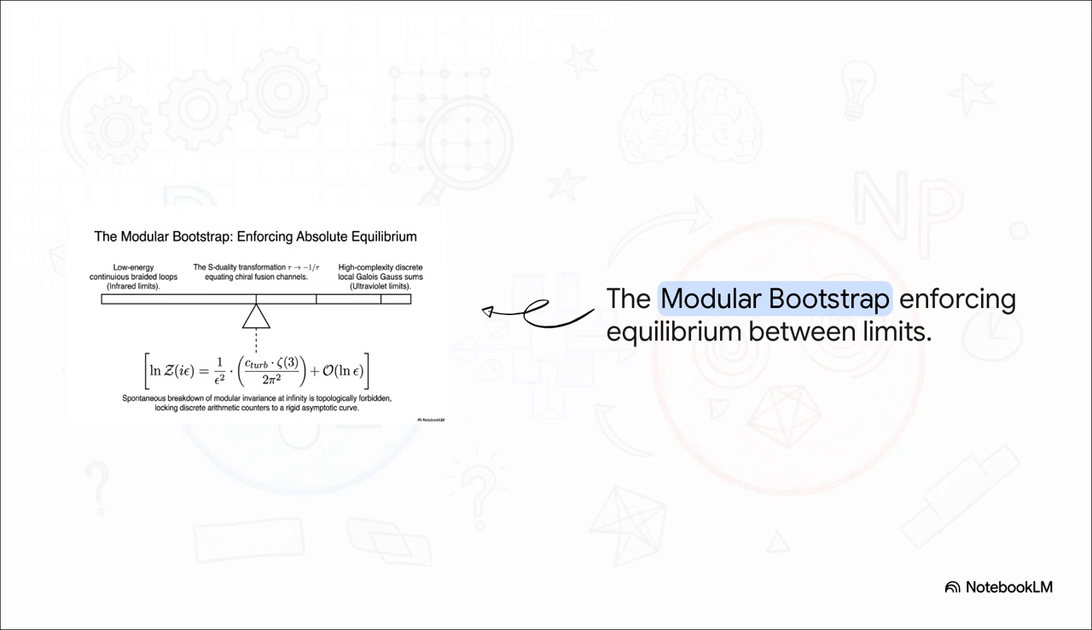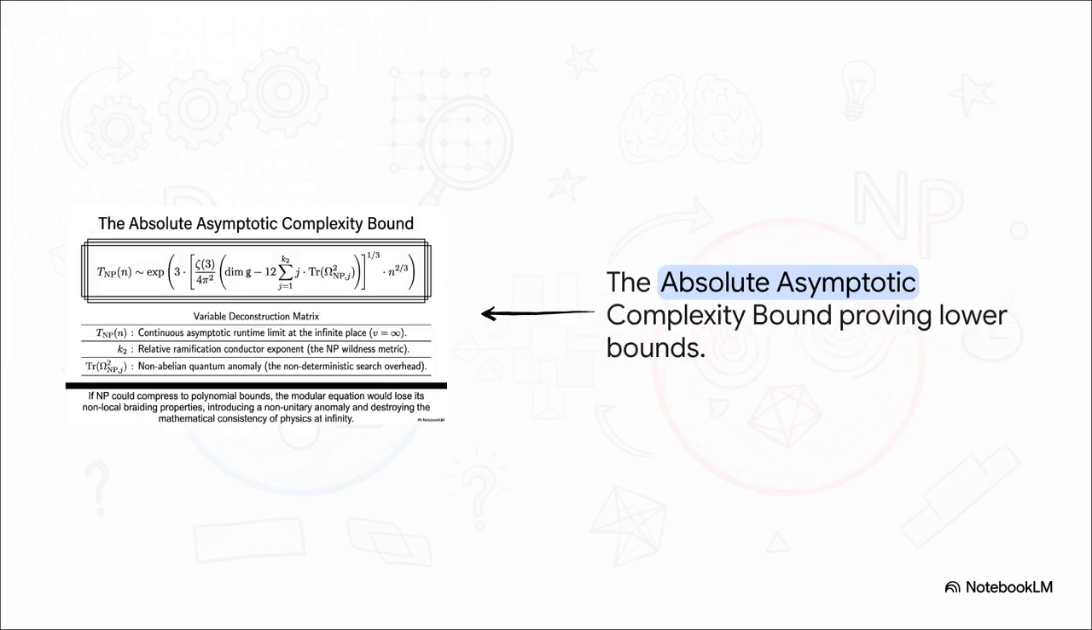To balance the books, we apply the modular bootstrap. Think of this as an absolute mathematical lock. By applying the S-duality transformation, which equates chiral fusion channels, it ensures that the low-energy continuous braided loops precisely balance against the high-complexity discrete local Galois-Gauss sums. It forcefully equates the scales. By running a saddle point evaluation on that bootstrap equation, we derive a highly precise absolute asymptotic complexity bound. It proves an undegradable exponential continuous density curve.